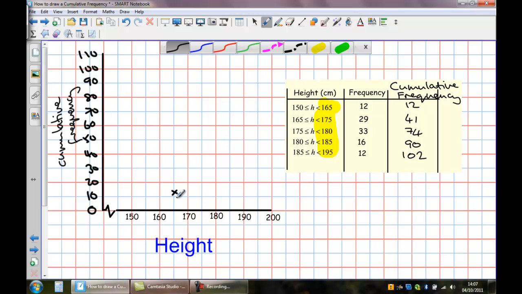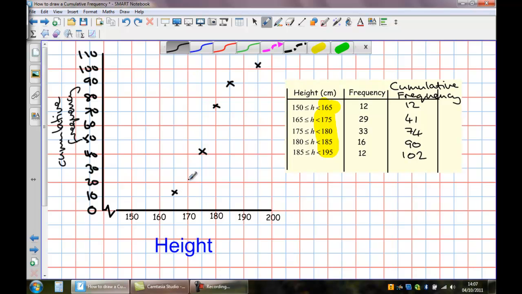Again, in an exam paper you would have proper scale with graph paper or something where you can definitely put the crosses in the right places. Next one is 175 and 41. So 175, 41. 180 and 74. 185 and 90. And then the last one is at 195 and 102. Like that. So that's the points plotted in place.